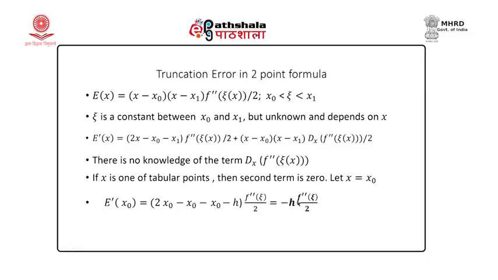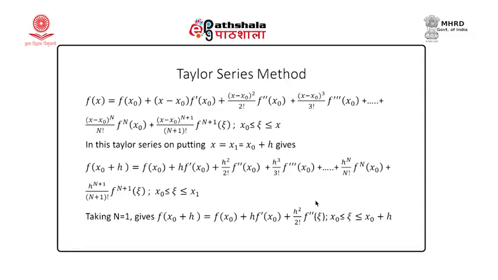So, error is of the order of h by 2. So, coefficient of second derivative is h by 2. If we can say that second derivative is bounded by M, we can say the error is less than, absolute-wise, M h by 2.